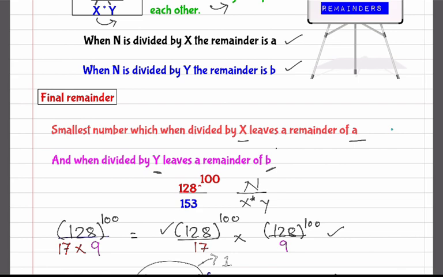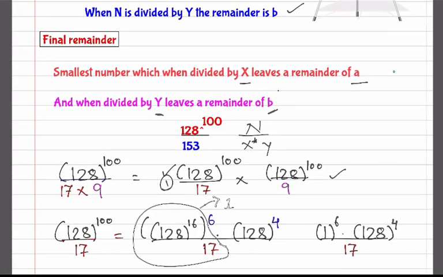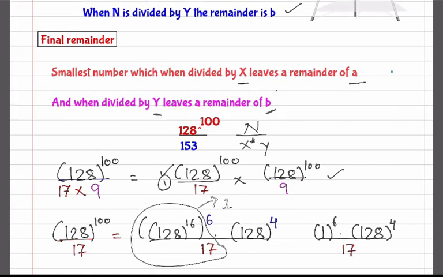So let's start with the first part, which is 128 raised to 100 divided by 17. So I take it here. Now what will I do? As soon as you see 17, something clicks: Fermat. In the denominator we have a prime number, so I can apply Fermat. So in the numerator, what do I need? 16. So I split it up.